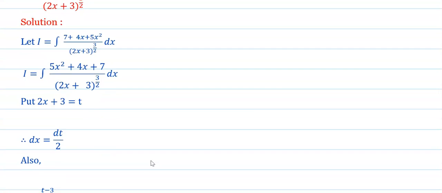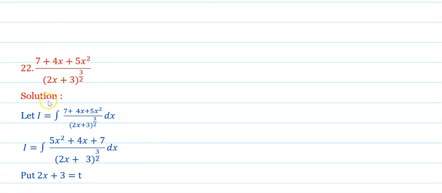Now the next problem, number 22. Let I equal the integral of 7 plus 4x plus 5x square upon 2x plus 3 raised to 3 by 2 into dx. Again, this is the problem, and we want to repeat the method. 2x plus 3 raised to 3 by 2.